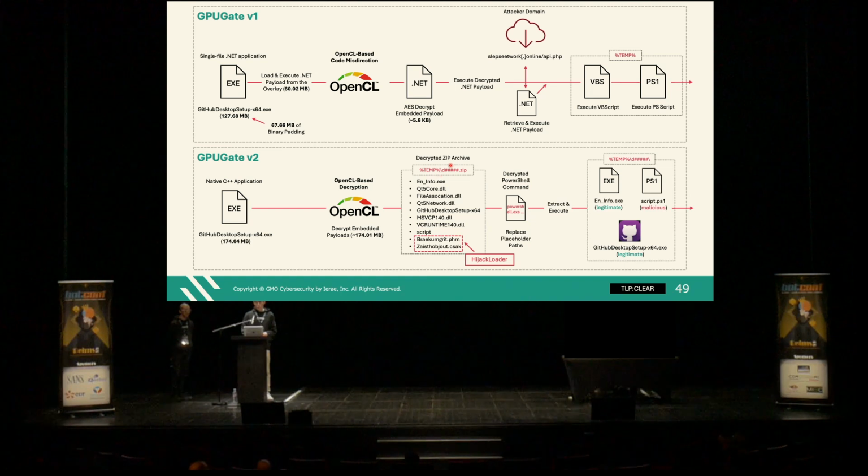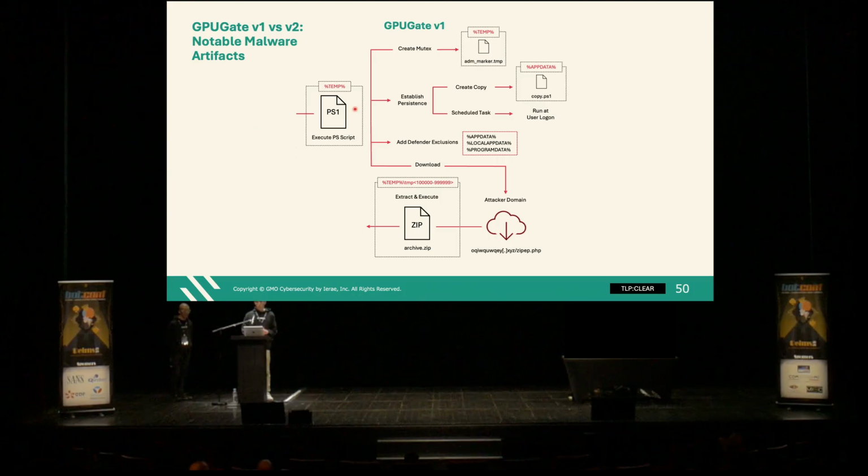So continuing from this PowerShell script, in both cases they use a similar PowerShell script. Basically, all this does is create a marker file in temp to prevent repeat setup, set up some scheduled tasks to establish persistence, basically creating a copy that runs at user login, add some Microsoft Defender exclusions, and then version 1 downloads this zip archive which contains HijackLoader and then extracts and executes it.